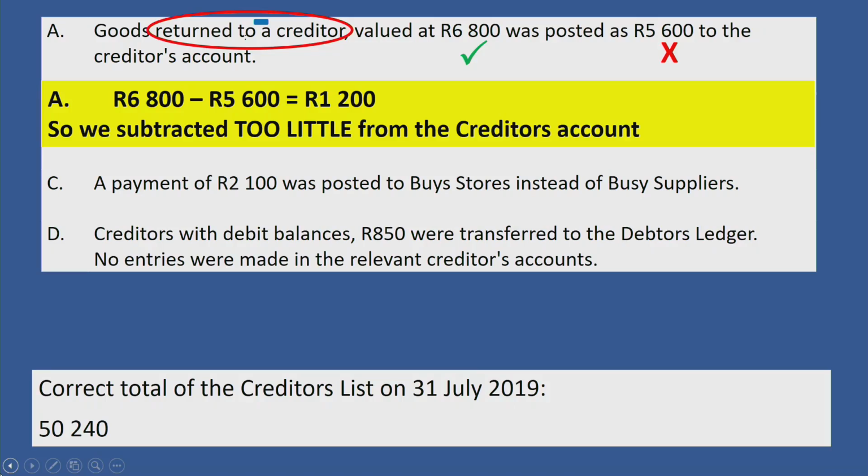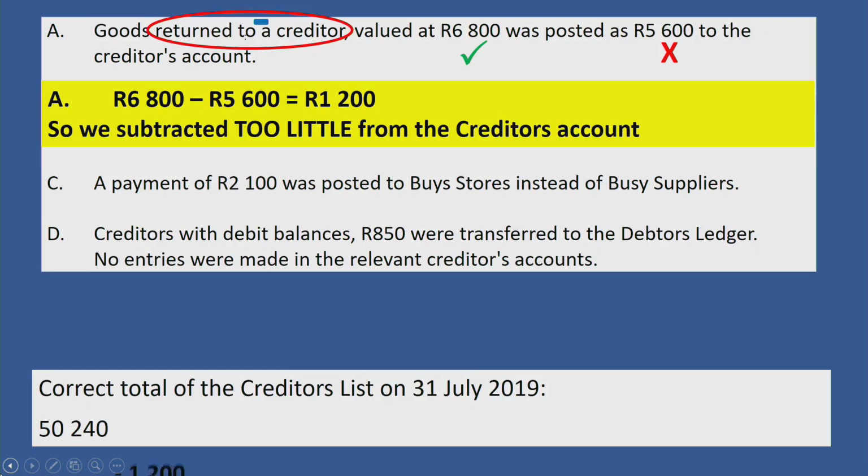We return goods to a creditor. You should know now that's the CAJ, it's a debit note issued, and we should minus. But we made a mistake. We minused 5,600. We have to now do what?